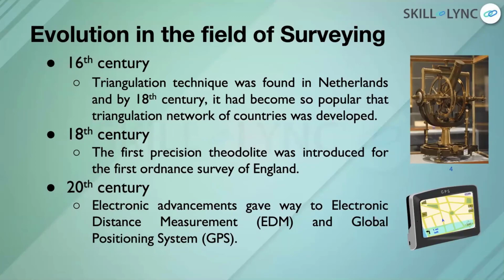So when you have 2 control points, you find the third point C, and then using that, you find another point D. Like that, you keep going on using different triangles. In the 18th century, the first theodolite was built.